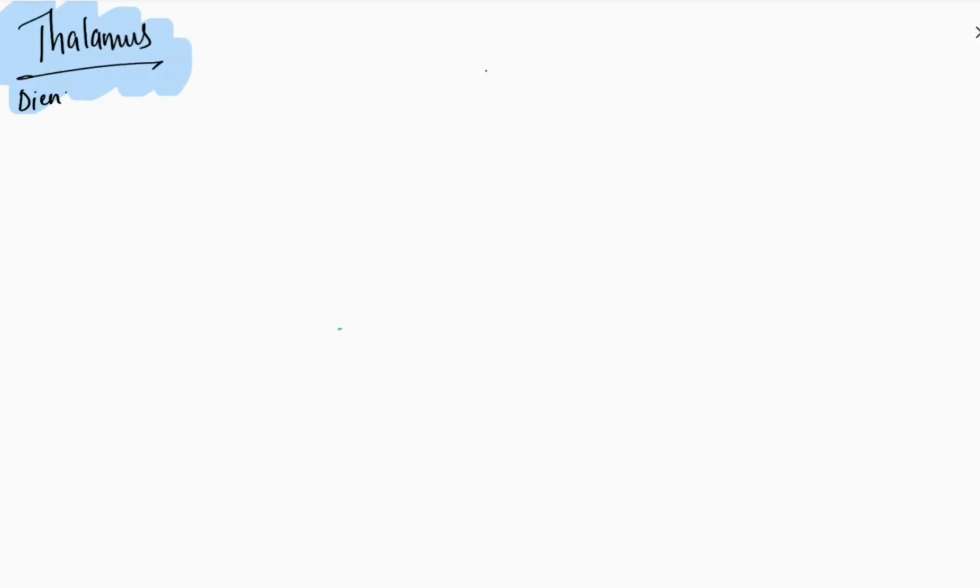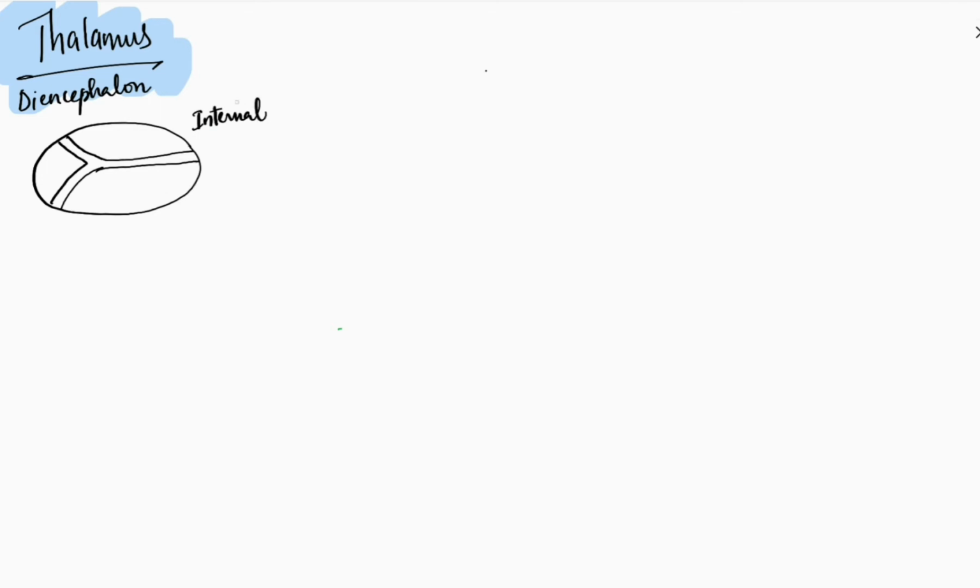So the thalamus is a part of the diencephalon and is located between the cerebrum and the midbrain. The thalamus is an ovoid mass composed of various nuclei. A white matter fiber tract running between the thalamus divides it into three major groups of nuclei. This tract is called the internal medullary lamina. And the three major nuclei are the anterior group, the medial group, and the lateral group.